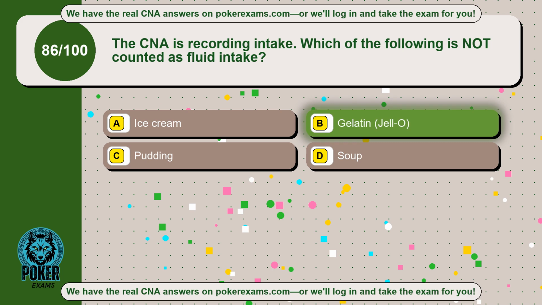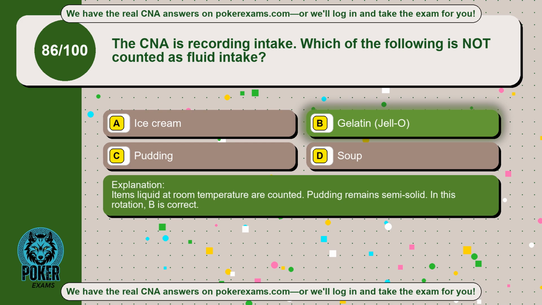The correct answer is option B. Gelatin, Jell-O. Items liquid at room temperature are counted. Pudding remains semi-solid. In this rotation, B is correct.